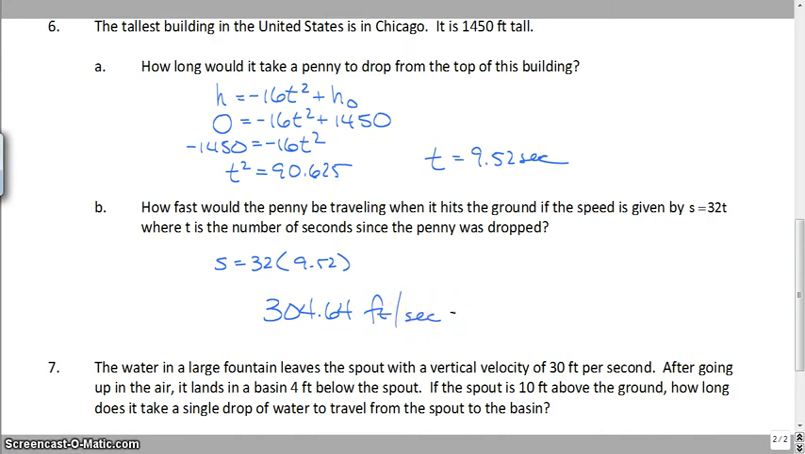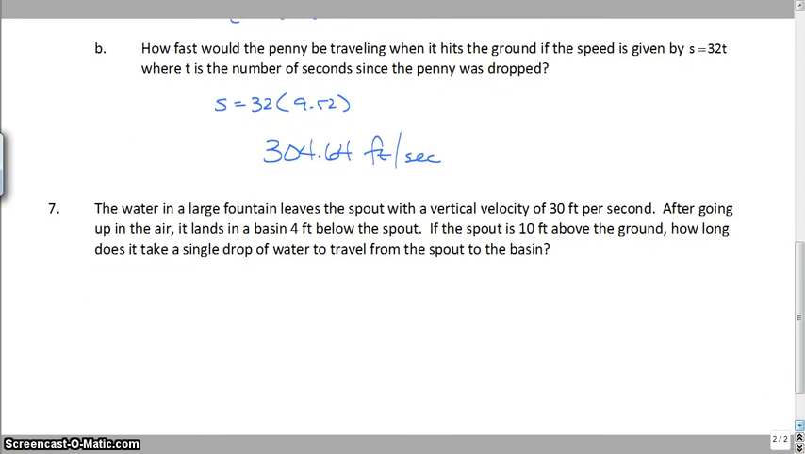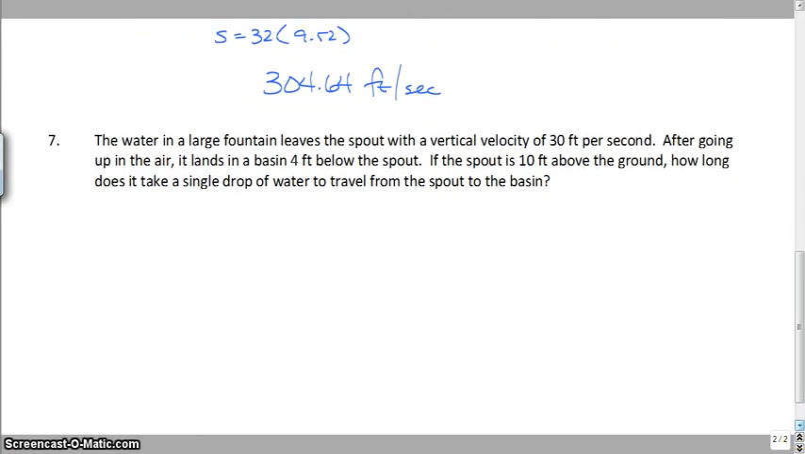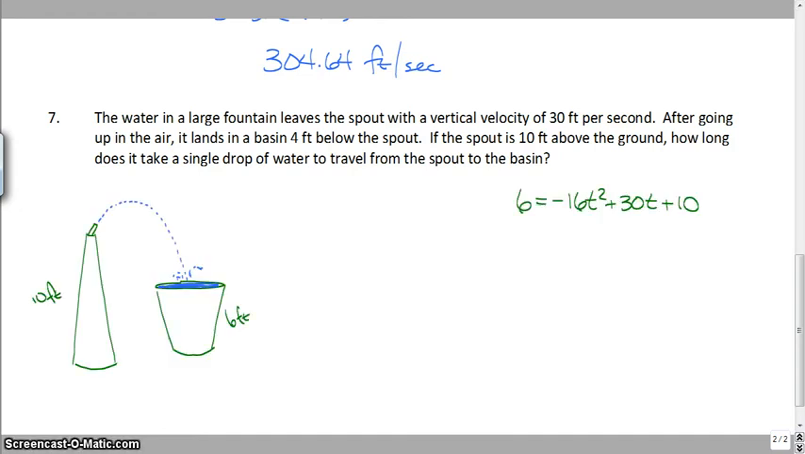Okay, so number 7. I'm going to actually tell you to try number 7 on your own, to at least set it up, and then we'll go through the solving process. So read carefully and check back in a second. So before you solve, check to see if you have it set up correctly.